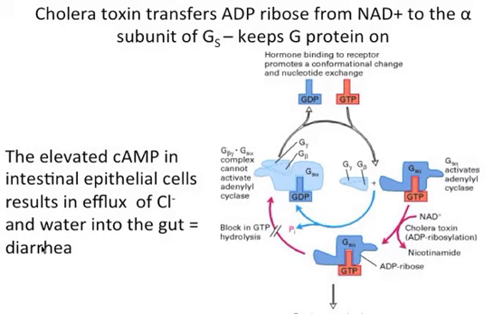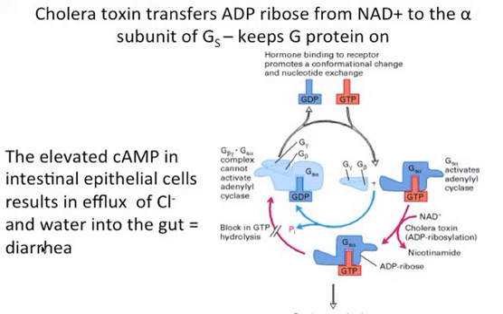I always get turned around in this figure here because I have to find a better figure. Okay, so here you have your G protein, and it's GDP bound, so it's off, right? It cannot activate adenyl cyclase. Normally a hormone will bind to a receptor, you'll get that exchange, GTP will bind, and you'll have activation of your G protein.